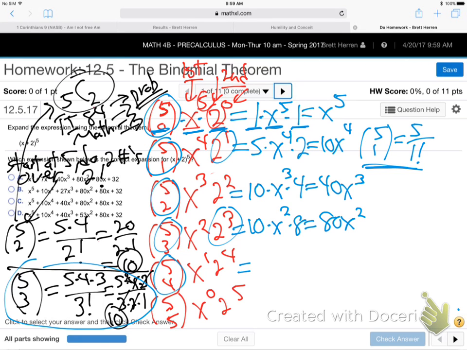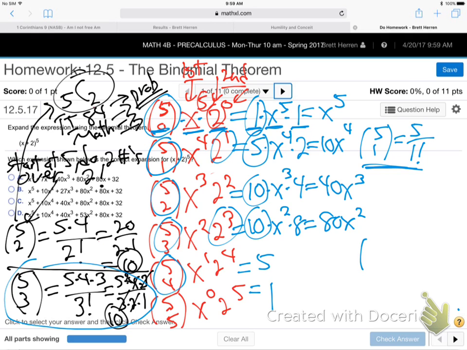Next one. 5 choose 4. Now, we could figure that out, but I would do better to show you the pattern. Math is patterns. That's the power of math and science. It's all patterns. Look at the pattern. 1, 5, 10, 10, 5, 1. See that pattern? It'll always do that. It climbs and it falls. 1, 5, 10, 10, 5, 1 goes back down.